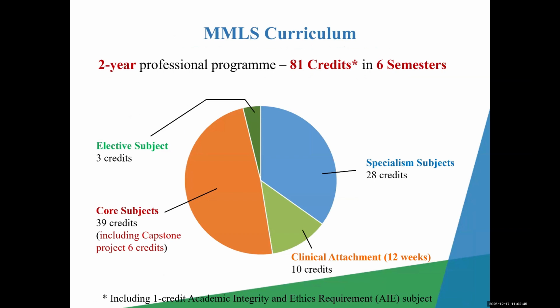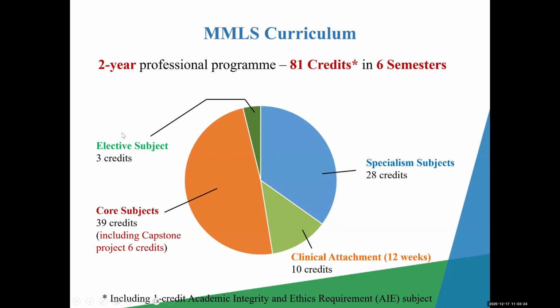So this is our curriculum. It spans 2 years, composed of 91 credits in 6 semesters, which include the summer semester. The first year has the first semester and second semester, and then we also include the summer. Within these credits, you will need to learn some core subjects, composed of 39 credits. And most importantly, you will learn the specialism subjects, which we will talk about later on.